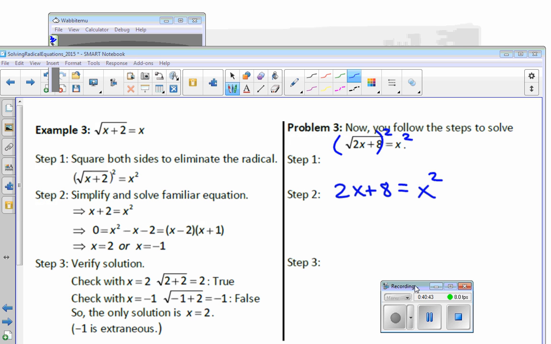Sorry. Okay, so I've got a quadratic. How do I solve a quadratic, Mr. Russell? Set it equal to 0. There you go. Which way do I want to go? Do I want to move everything to the left or everything to the right? Not to the left. I want to go to the right. Why? I want the x squared to be what? Positive.